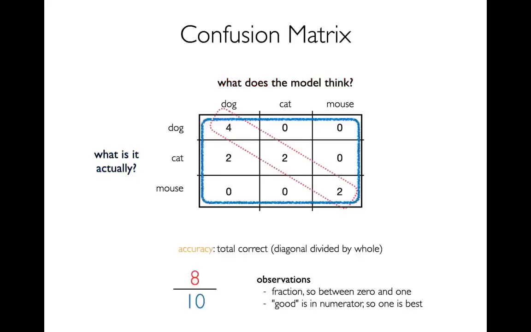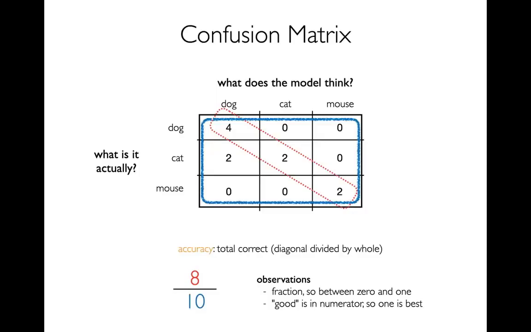Now, from that, we might want to figure out what the accuracy is. The accuracy is, well, what percentage of the times were we correct? The way I think of that is adding up all the numbers on the diagonal. That's how many we got correct. And then dividing by all the numbers in the matrix. So then we look at 8 over 10, or 80%.